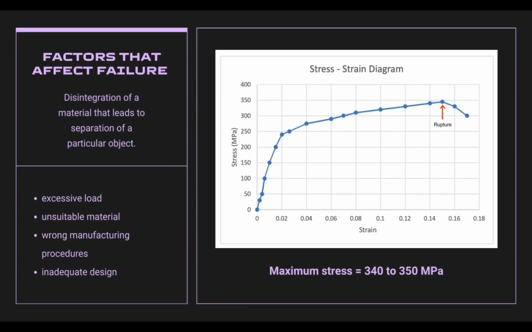For the next part, factors that affect failure. Basically, failure means the disintegration of a material that leads to separation of a particular object. In our case, it is the separation or breaking of the crutches due to disintegration of aluminium alloy. As you can see in the stress-strain diagram on the right, aluminium alloy can only hold a maximum stress of up to around 340 to 350 megapascal, which is also known as the rupture point. After that, the material will undergo deformation or will break.